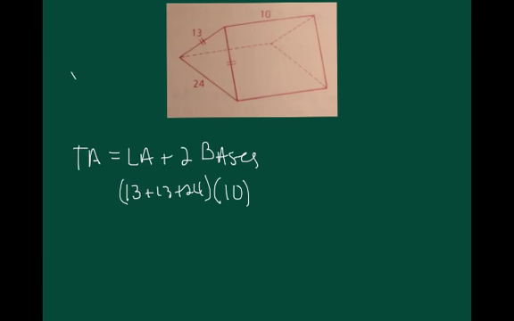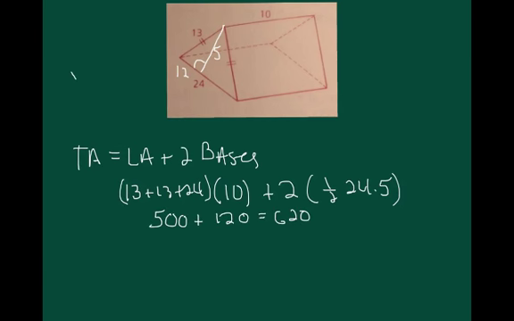And then we're going to add on the area of two bases, which is going to be 1/2 times 24 times the height. And if we drop an altitude in this isosceles triangle, it'll bisect the base, and so we have a 5, 12, 13 triangle. So our total area should equal 620 square units.